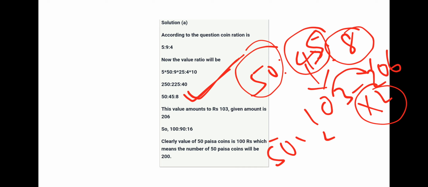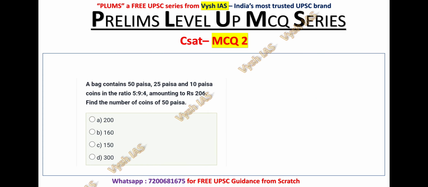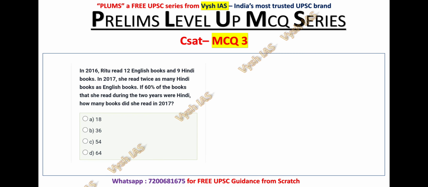So clearly the value of 50 paisa coins is 100 according to the value that we have got. So the value of the 50 paisa coins is 50 into 100, that is 2. It means there are 250 paisa coins... so that the total value will be 100 rupees. So the answer will be option number A.